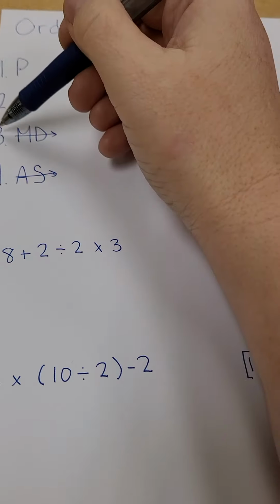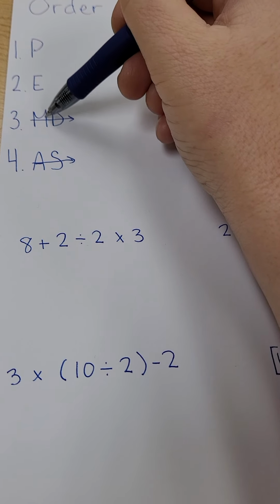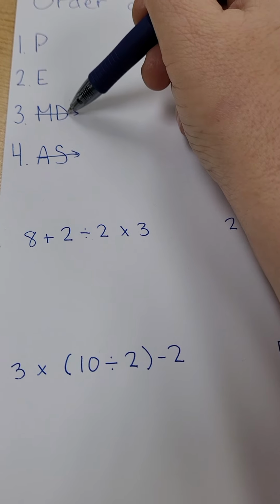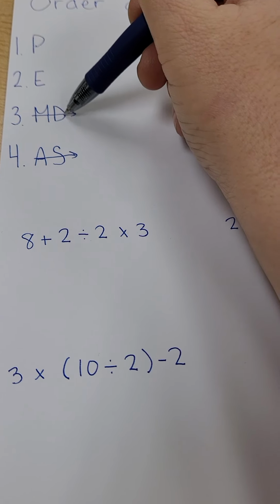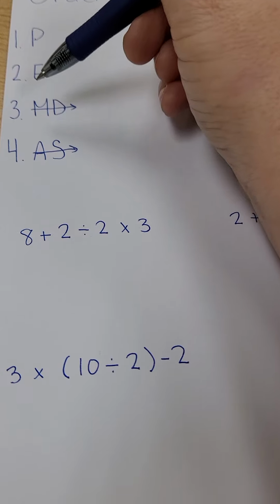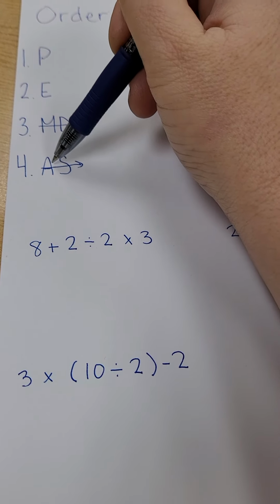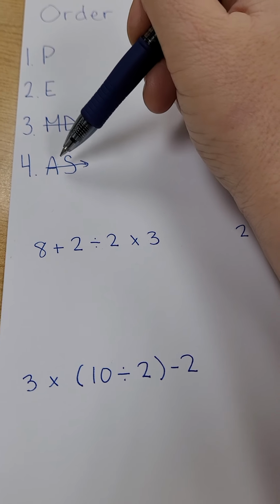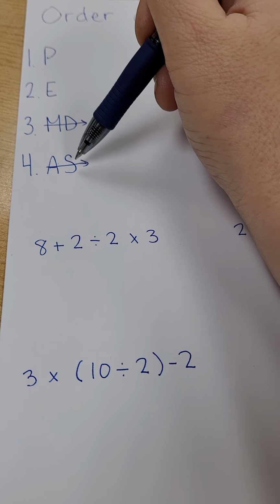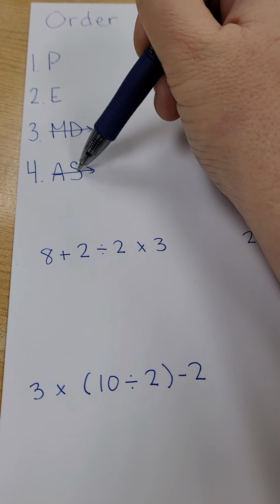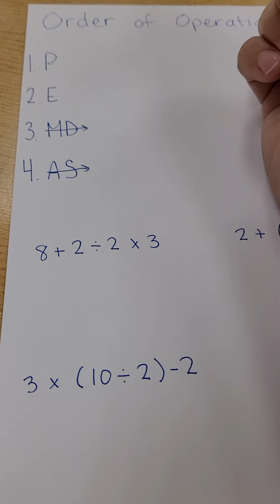The third step would be multiply and divide from left to right. So if you have multiply and divide in a problem, you would do whichever is on the left. So if there's a division sign on the left side, you would actually divide first. The fourth step is add and subtract. So if you have add and subtract, you would do that fourth, and you might actually subtract first if that is on the left side.